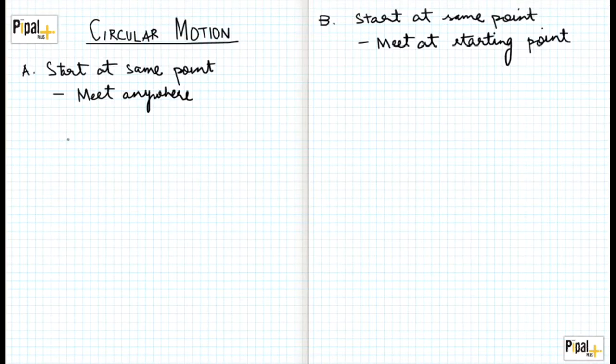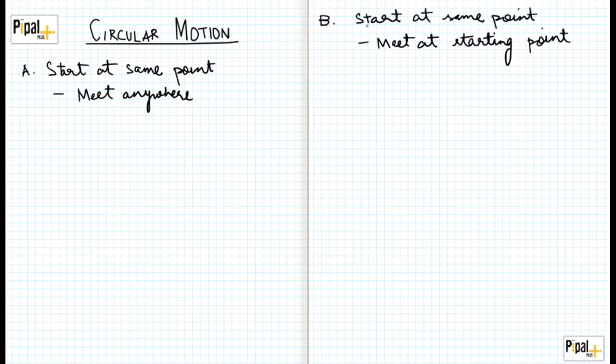In problems around circular motion, the problems typically take two shapes. The first is that two objects moving around a circle start at the same point and they meet anywhere, right? So we have to find out what exactly is the point in time when they meet for the first time.